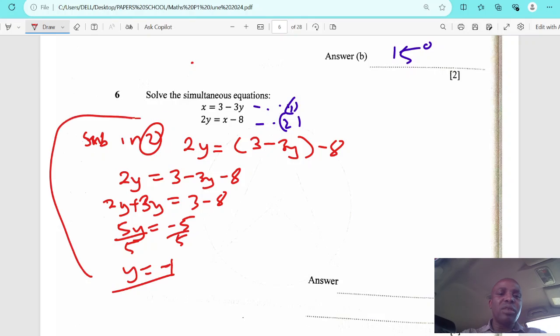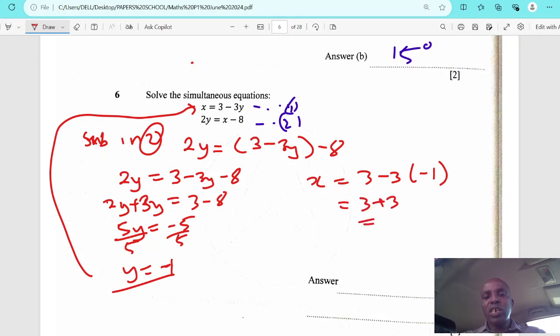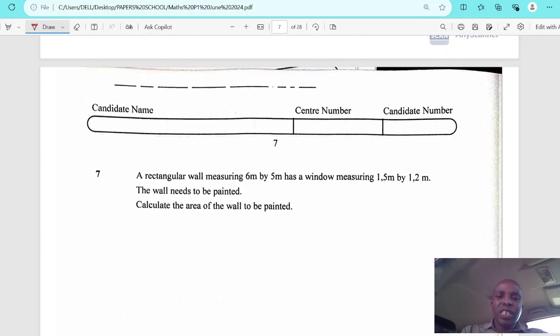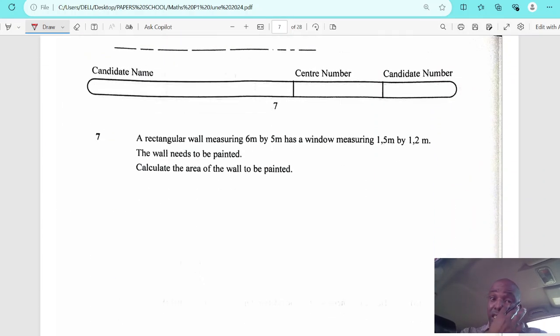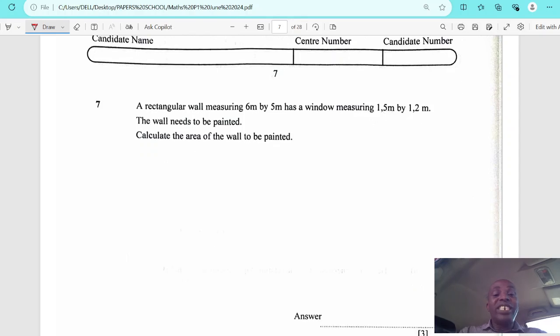Now for x, you just substitute in the first equation. So you say x is equal to 3 minus 3 times minus 1, which is 3 plus 3, which is equal to 6. So you write x is 6, y is minus 1. Done. Just like that. Then next, a rectangular wall measuring 6 meters by 5 has a window measuring 1.5 by 1.2. The wall needs to be painted. Calculate the area of the wall to be painted.